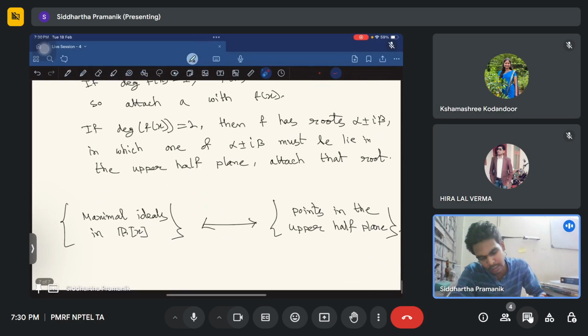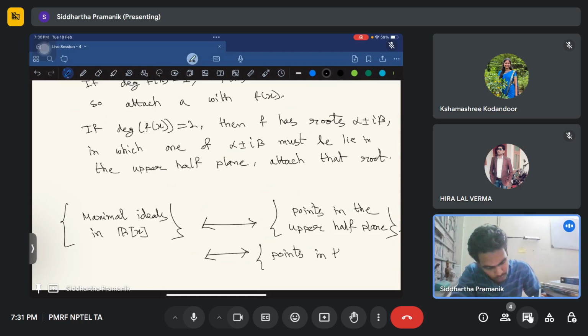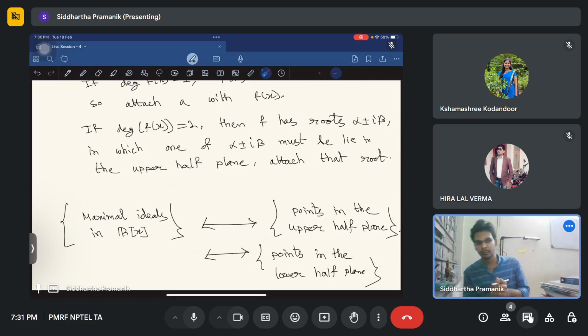In particular, one of these two roots must be in the upper half plane. In that case, the other one should be in the lower half plane. So this is also in correspondence with points in the lower half plane. So either you take the root in the upper half plane or the root in the lower half plane, and do it for all maximal ideals. Then you will get this correspondence. So is it fine?